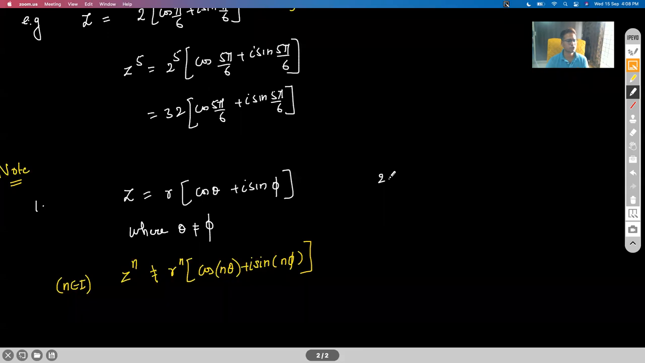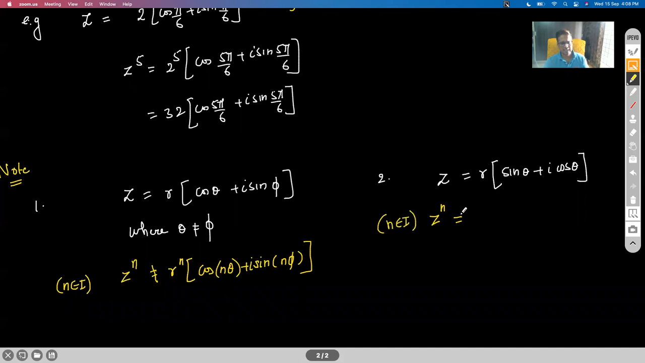Second imposter, which you should be aware of. If I write my complex number in a slightly fancy way, let's say sine theta plus i cos theta, and I want to raise z to the integer power n, then also this is not going to be r to the power n sine n theta plus i cos n theta. So please note, these two are not going to work out.